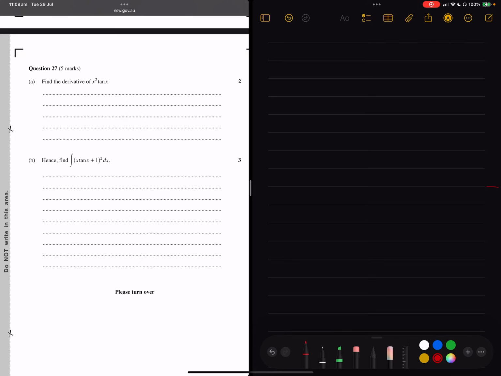All right, let's take a look at question 27 from the 2024 Advanced Maths paper. We're told to find the derivative of x squared times tan of x. This question, incidentally, is a very classic impossible integral question. So they'll give you an integral in the second part that's impossible with the tools you've been given in advanced maths, or difficult, extremely difficult with the tools you've been given.